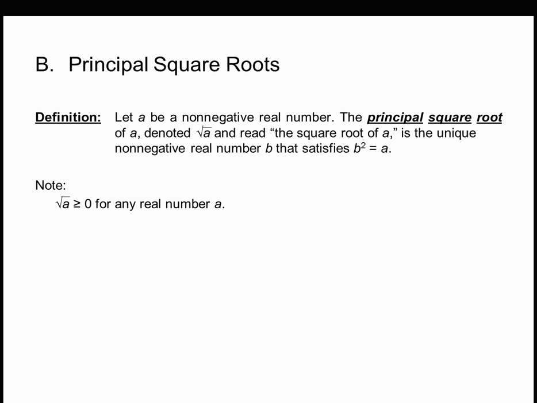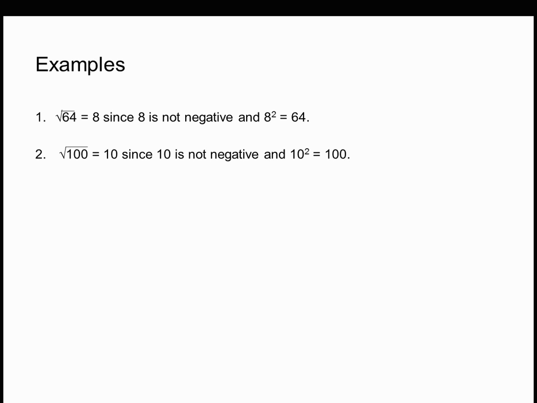So some notes on this. The square root of a is greater than or equal to 0 for any non-negative real number a. If you recall, we had something like that earlier, that it was never negative as well, and that was the absolute value. So there must be some sort of connection between absolute value and principal square roots. Some examples. The square root of 64 is equal to 8, since 8 is not negative and 8 squared is 64. We don't get negative 8 out of this. The square root of 100 is equal to 10, since 10 is not negative, and 10 squared equals 100. You don't get negative 10 out of that.